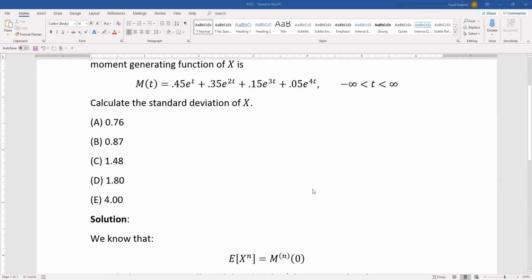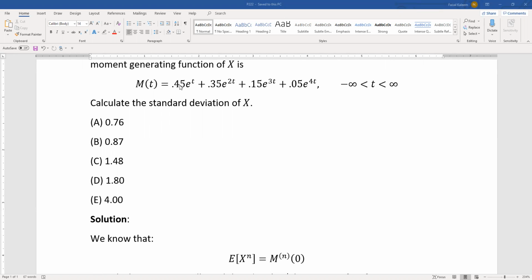So now we know that the expected value of X to the power n is the nth derivative of the MGF at 0. And for the standard deviation, we would need the E of X and the E of X squared. And therefore, we need two derivatives of the MGF. So let's take the first derivative.